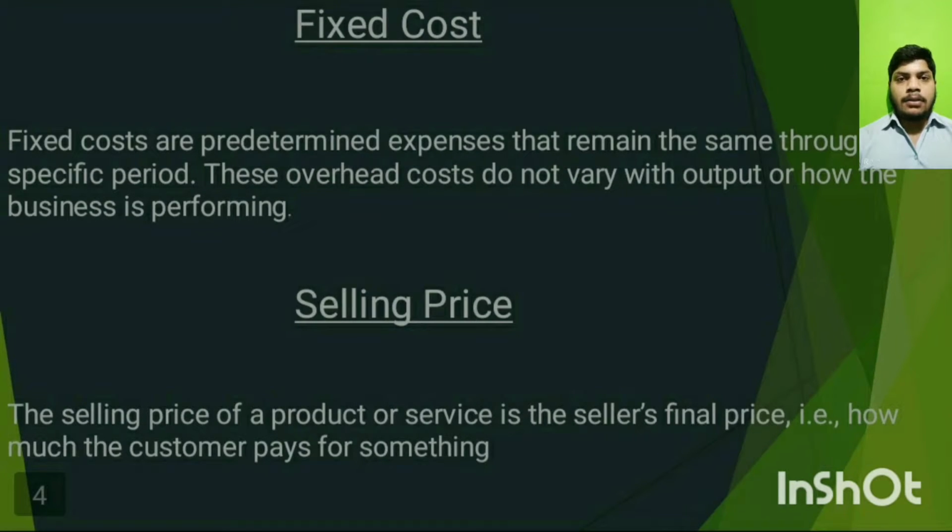Next slide, please. Fixed cost. Fixed costs are the predetermined expenses that remain the same throughout a specific period. These overhead costs do not vary with output or how the business is performing. The fixed cost is a cost that does not change over the short term, even if a business experiences changes in its sales volume or other activity levels.